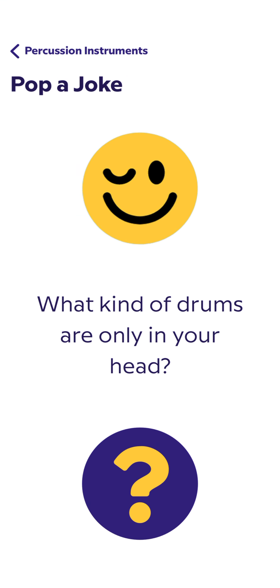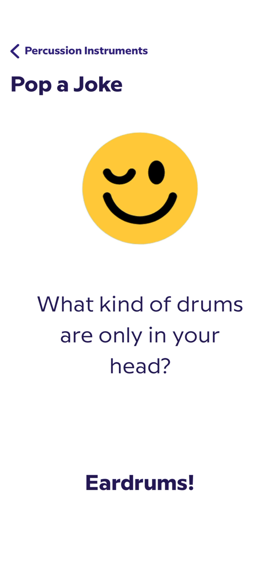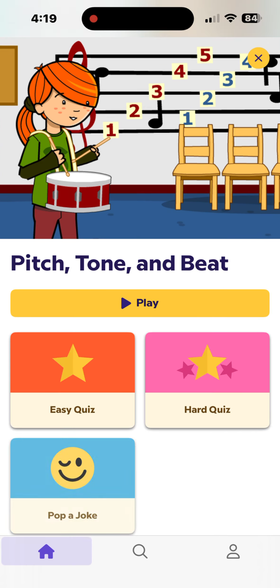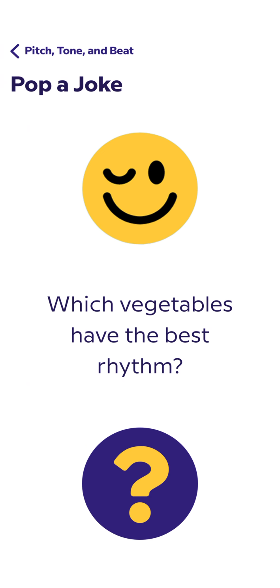What kind of drums are only in your head? Eardrums. Which vegetables have the best rhythm? Beets.